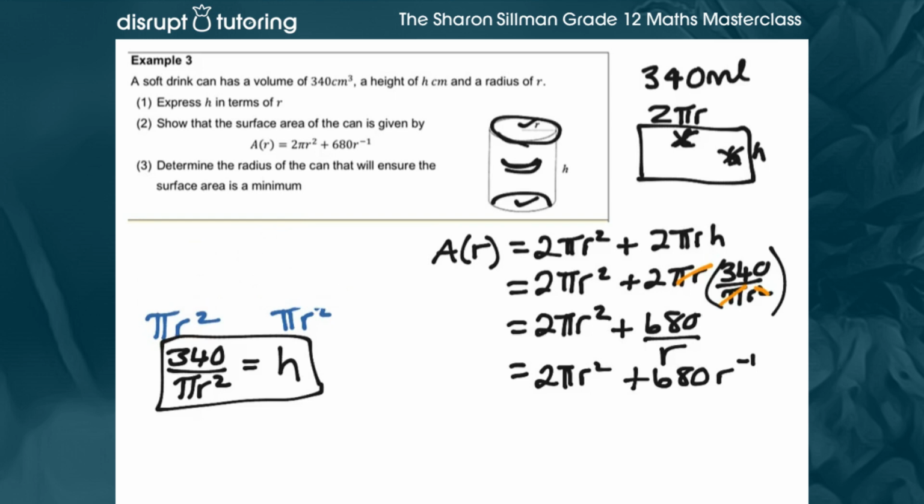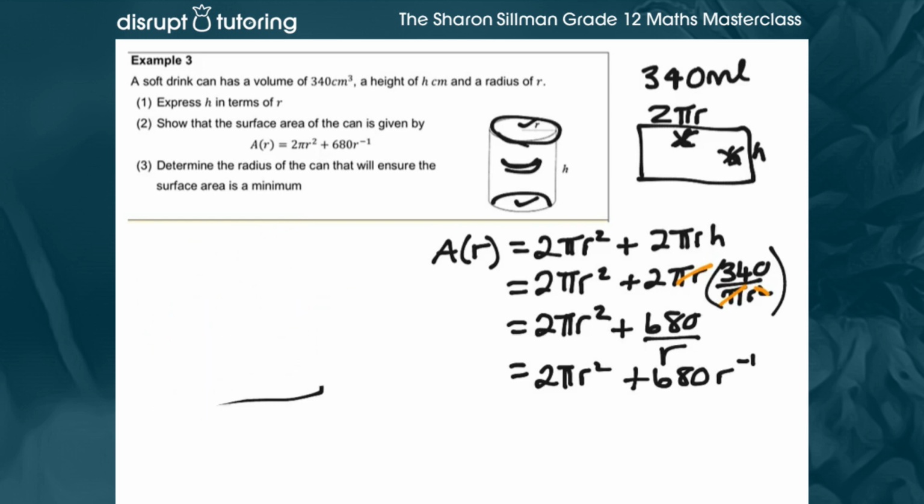So now it says determine the radius of the can that will ensure the surface area is at a minimum. So in order to find minimum or maximum, we need to find, I'm doing number 3 now, we need to find the derivative of the function that we've just found. So we have 2 multiplied by 2, so that's 4 pi r.